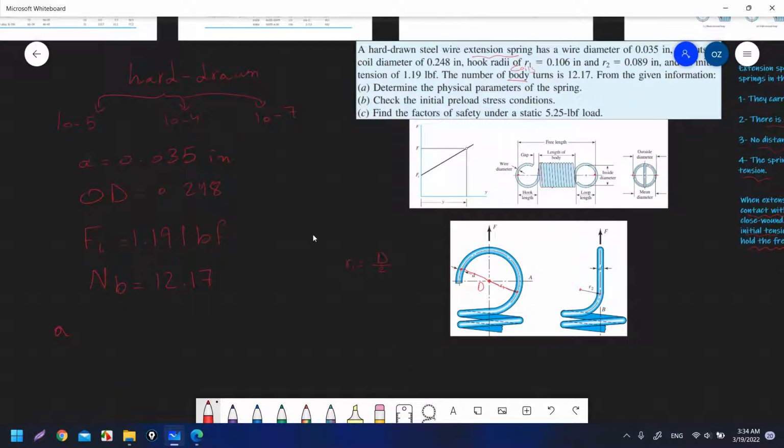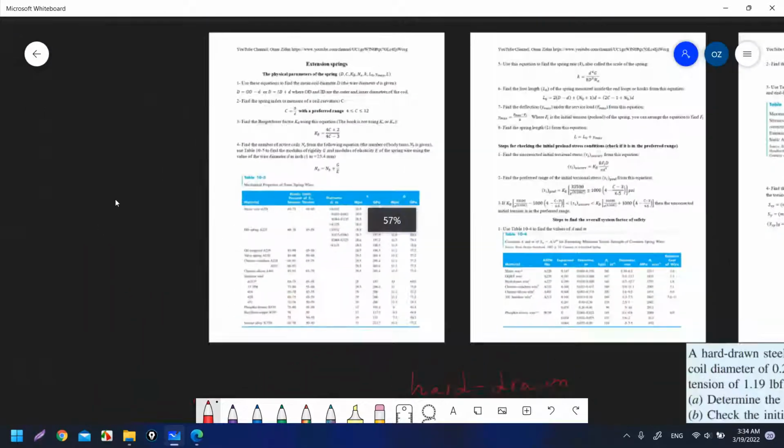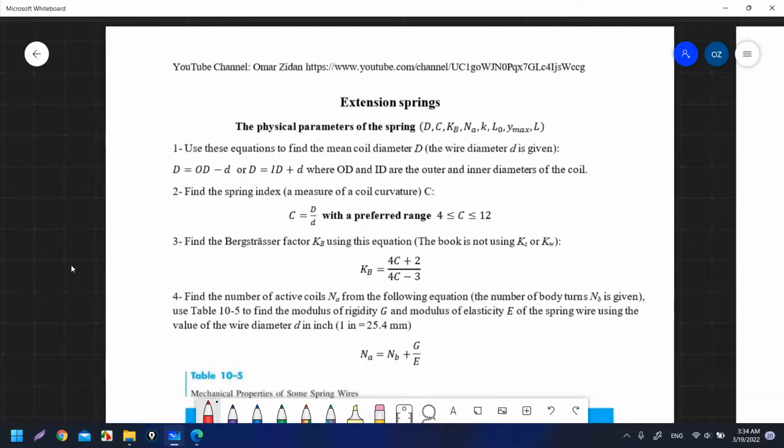What is the meaning of physical parameters of the springs? The physical parameters contain the nomenclature, the dimension parameters, and the parameters related to the springs. D is the diameter of the coil. C is the spring index, which is the ratio between the diameter of the coil over the diameter of the wire. B is a correction factor for the curvature.